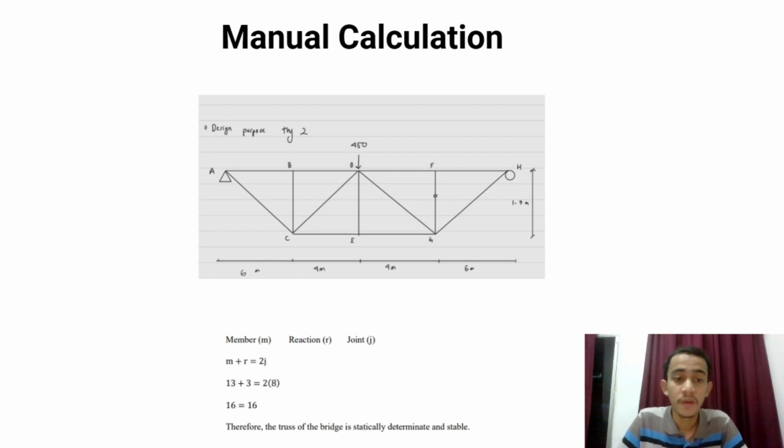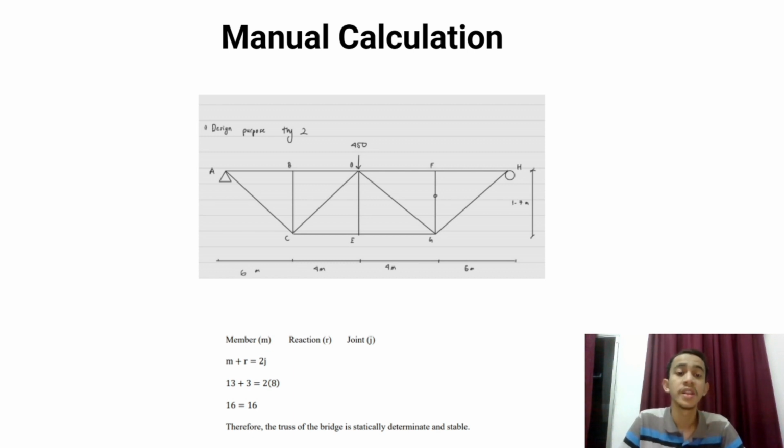So first, what I show you above is the drawing of our design. So our design has two supports, which is one pin at joint D, one roller at joint H, and a point load at joint D, which is 450 kilonewton.